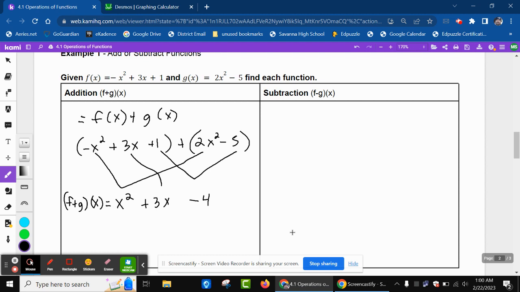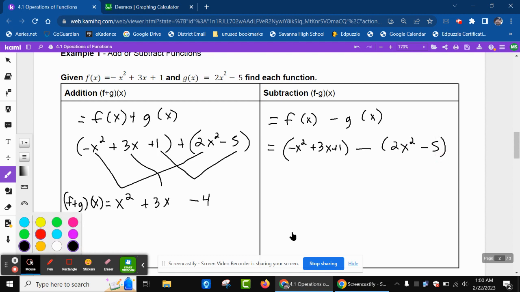Now, subtraction is going to be a little bit more difficult because you have to remember you're going to distribute a negative across the parentheses. So I have negative x squared plus 3x plus 1. I have this minus 2x squared minus 5. So I like to change color and I'll say, hey, this is going to become minus, this is going to become plus, and this guy cancels out. So now I just combine like terms like I did previously.